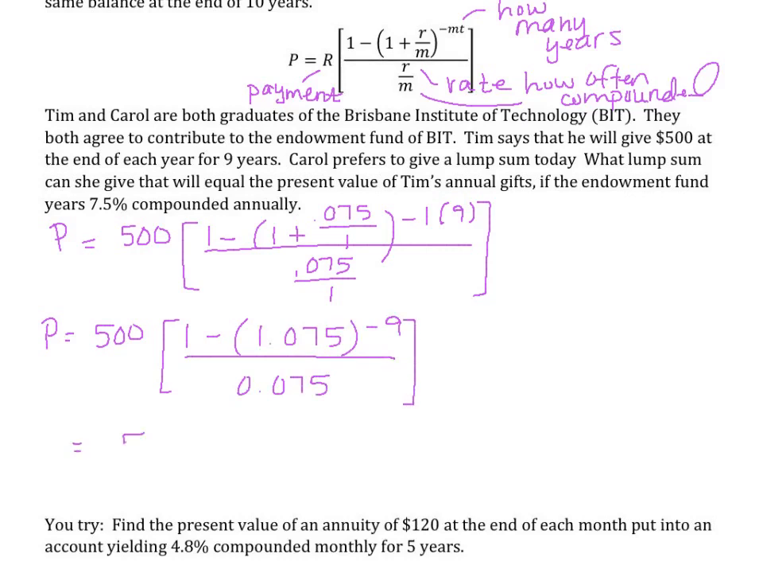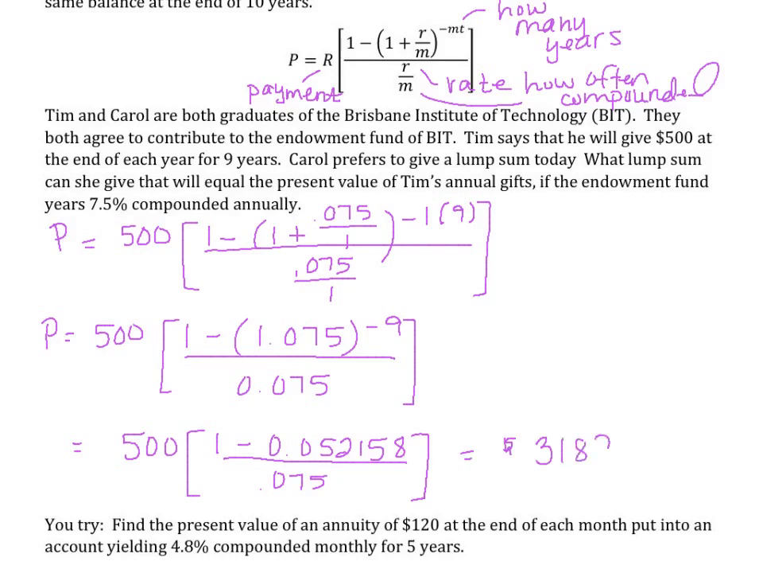So simplifying a little bit here, we'll have 500 times 1 minus 1.075 to the power of negative 9, which is 0.052158 rounded, divided by 0.075. So if we subtract our numerators, divide by 0.075, and then multiply that quantity by 500, we will see that Carol will have to give right now $3,189.44 in order to match if Tim were to give $500 annually, so that they would be able to give the same amount.